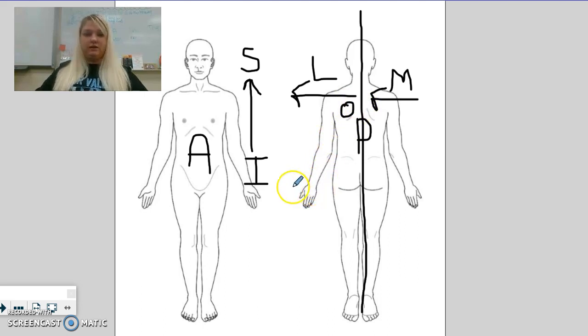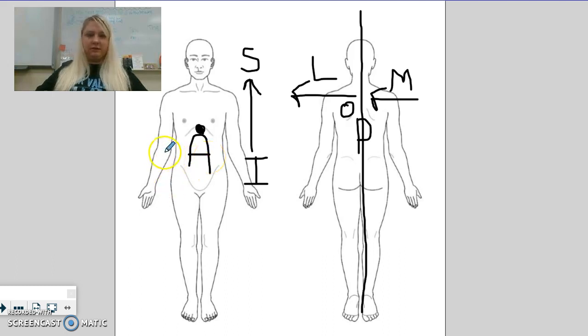Okay, so next we're going to go ahead and talk about proximal and distal. So proximal refers to the origin of the body, and I'm just drawing this circle right here. This is the origin of the body, kind of right in the middle, probably a little bit lower. I just don't want to mess up my A. But that's like the origin of the body.